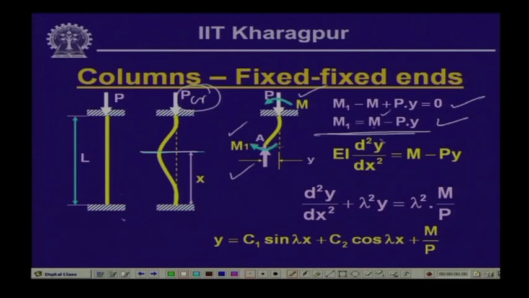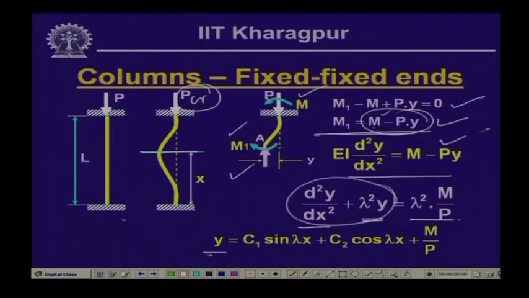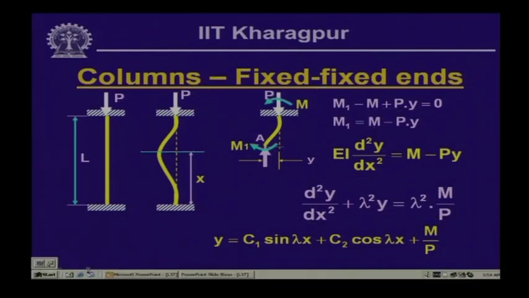Now, EI d2y/dx2 equals the moment, which is m minus py, is substituted here, and thereby, again taking py on the other side, we have d2y/dx2 plus lambda square y is equal to lambda square times m by p. Again it will have the complementary solution and the particular solution, and thereby y is equal to C1 sin lambda x plus C2 cos lambda x, which is the complementary solution, and m by p is the particular solution, as we have seen in the previous example. So, this is the expression for y, where C1 and C2 are the unknown constants to be evaluated from the boundary conditions. Now, what are the boundary conditions you have here?